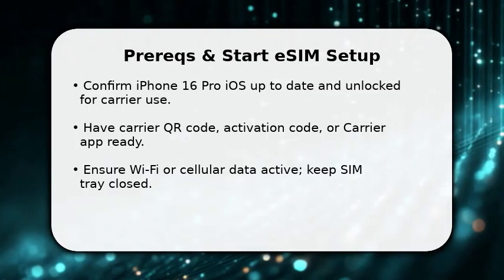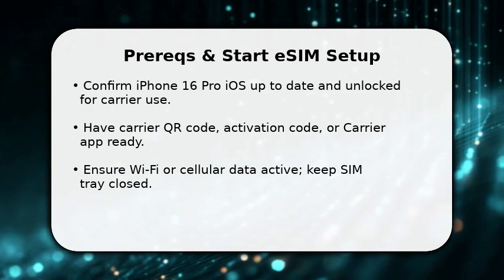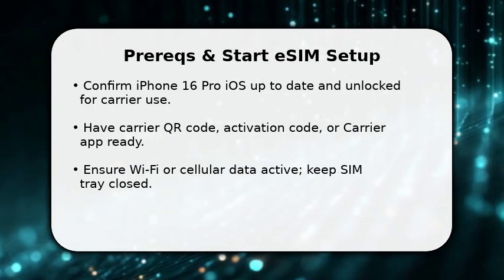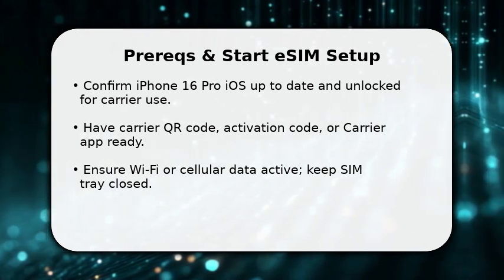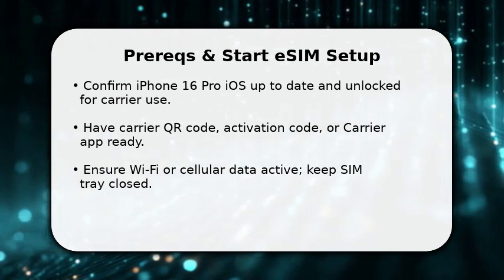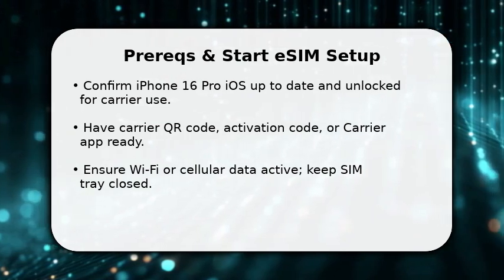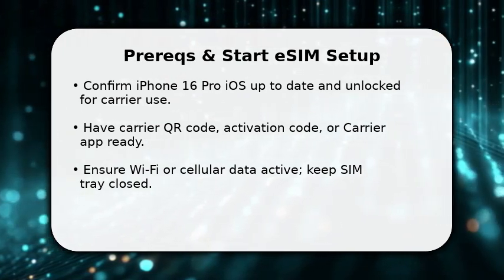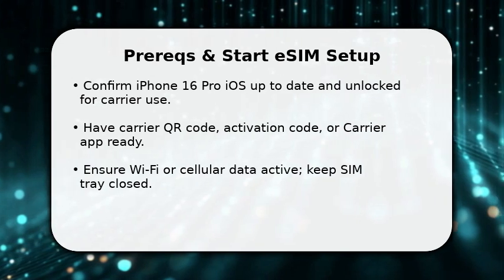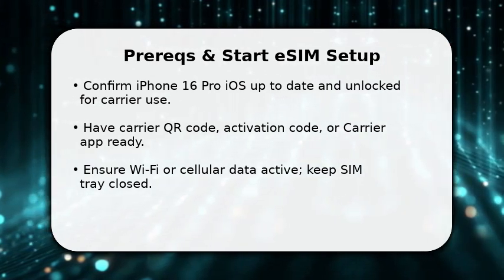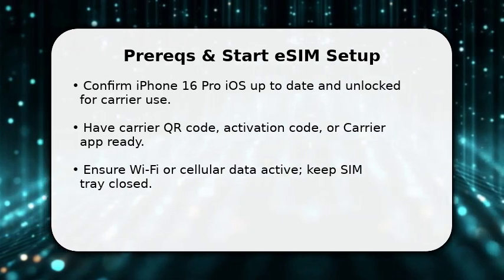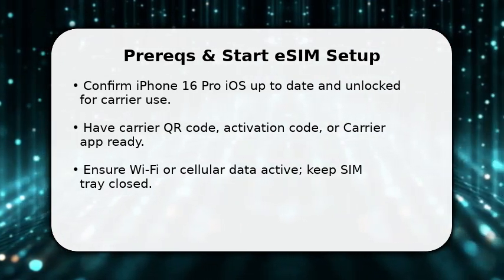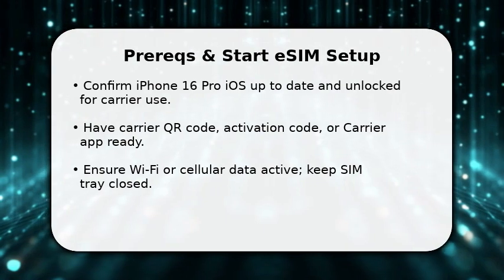You begin with Essentials. Update iPhone 16 Pro and confirm it's unlocked, because activation often requires the latest profiles and carrier trust. Once done, open Settings and tap Cellular to start. Make sure you have the carrier QR code or activation code handy or the carrier app installed. These deliver the eSIM profile. Keep Wi-Fi or existing cellular enabled so the phone can fetch the eSIM. Don't open the SIM tray.